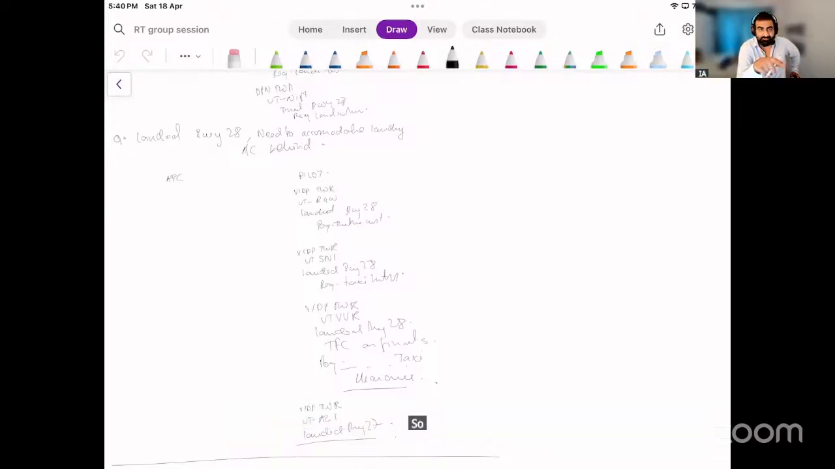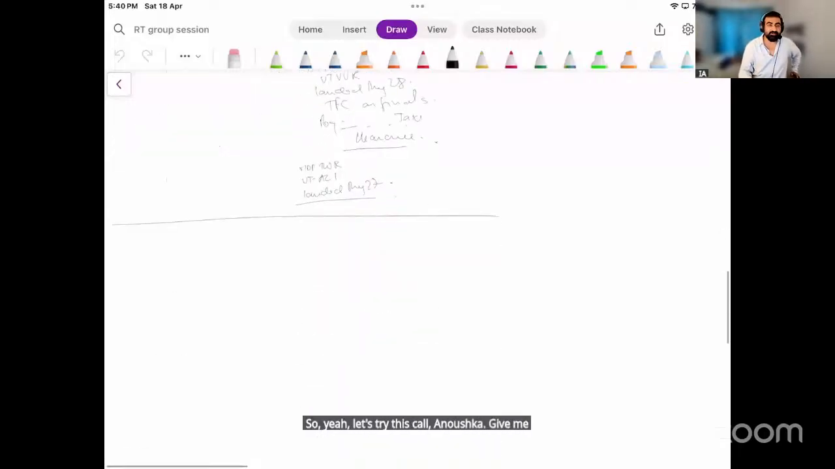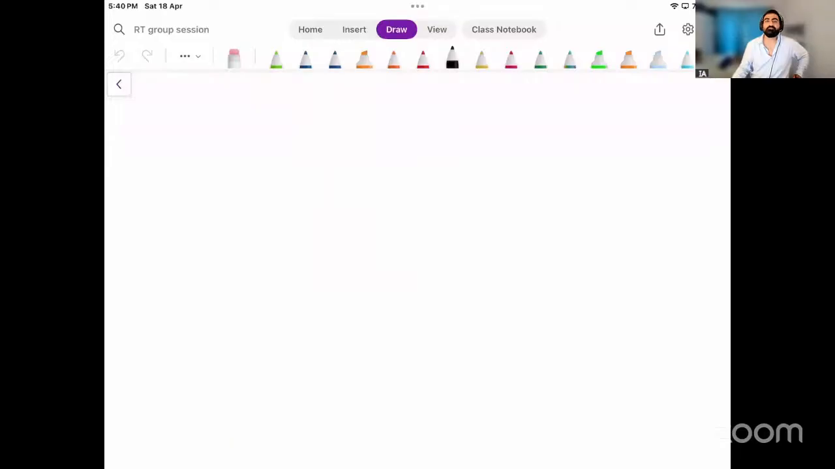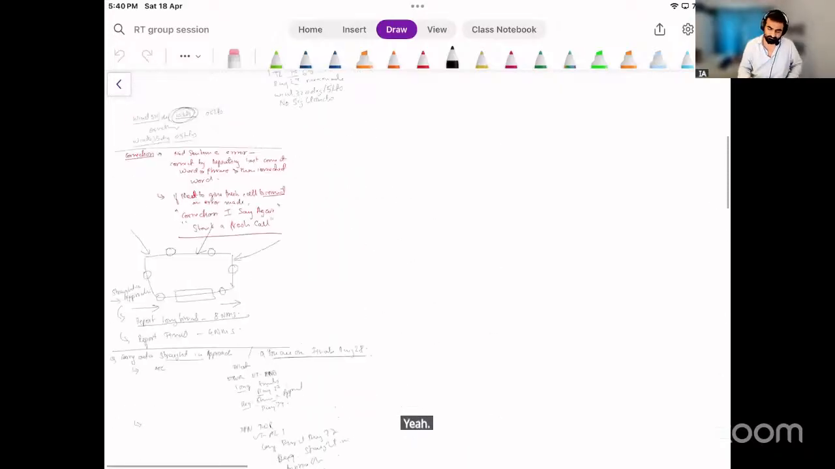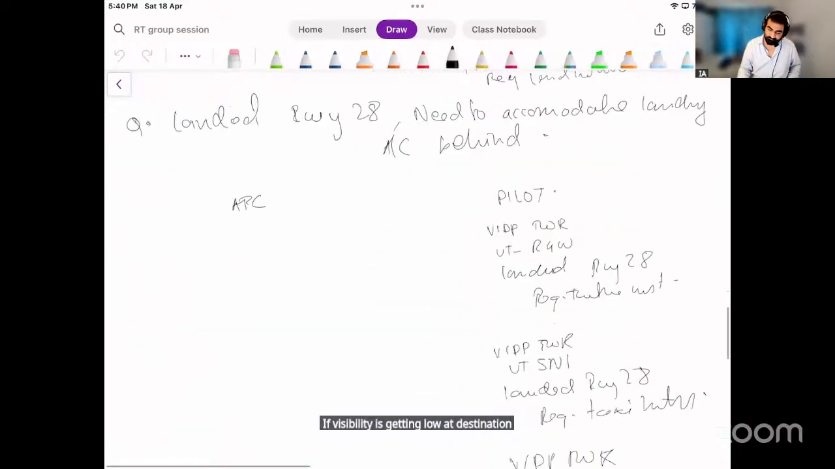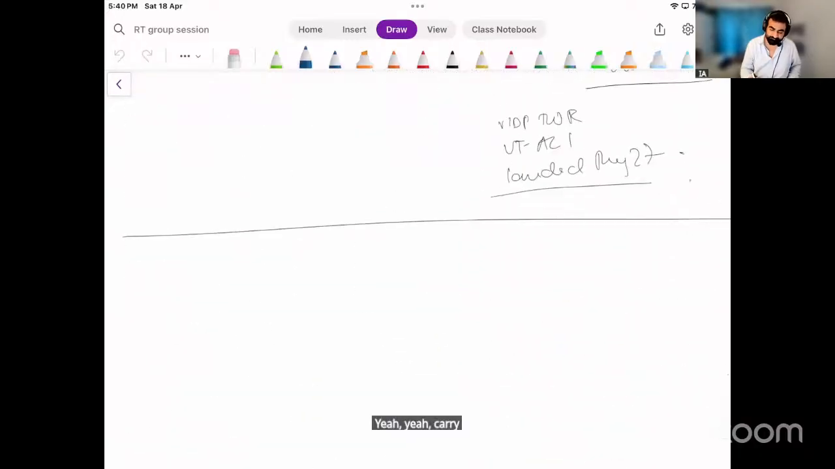So let's try this call, Anushka. Give me the question. I'll write it on the whiteboard. If visibility is getting low at destination, ATC advises to get prepared for holding till it gets cleared, but after some time, ATC contacted to update that it remains the same. What's your plan of action?